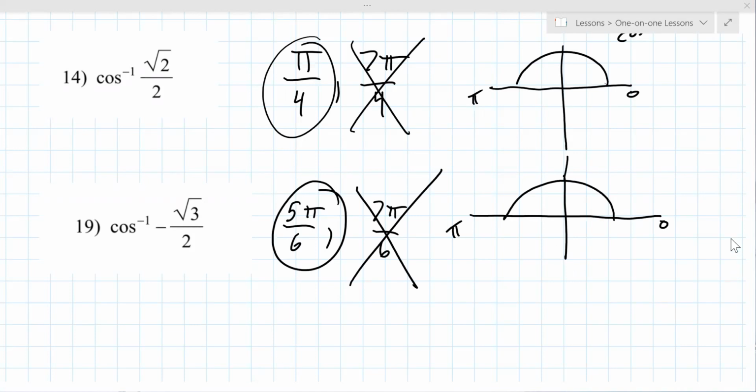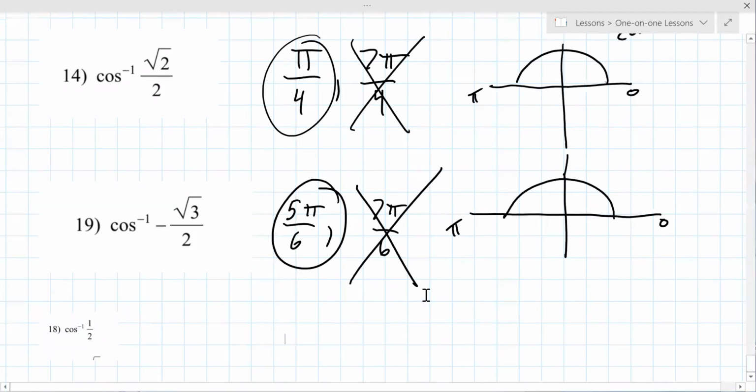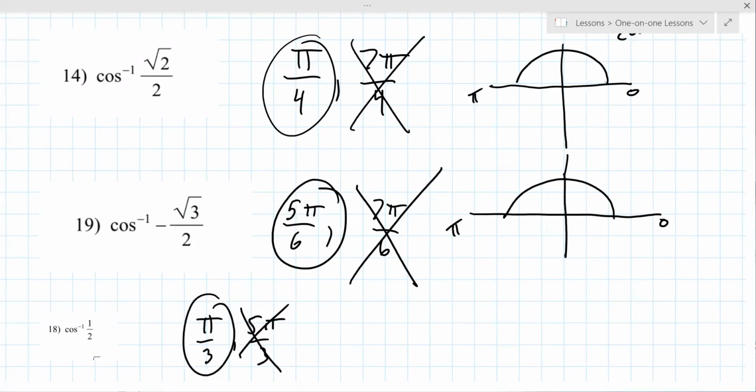There's a cosine inverse of 1/2, and then we'll do some sine inverses. Pi over 3 and 5 pi over 3. Which one fits? It should be just pi over 3, right? Yep. Okay, so let's do some sine inverses.